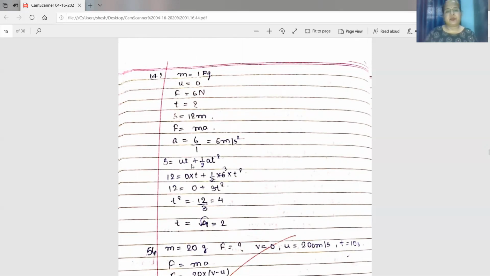Distance covered equals ut plus half at square. Here distance covered is given, 12. u is 0, time you don't know, plus half, a is 6, into t square. You want to find t. So 2 threes are 6. You are getting 12 equals 0 into t, 0, plus 3t square. Or t square equals 12 by 3, you are getting 4. Or t equals root under 4, you are getting 2 seconds.